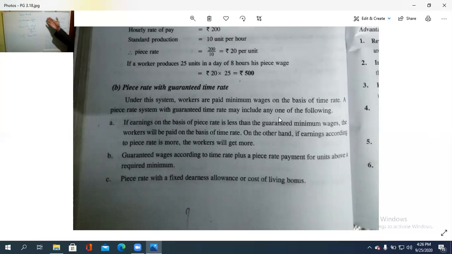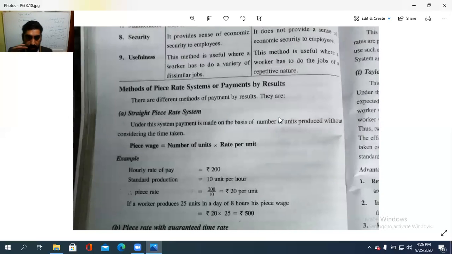So there are three methods with the time rate system: ordinary time rate, time rate with a high rate of efficiency, and differential time rate. The other one has the straight piece rate system, piece rate with a guaranteed time rate, and the differential piece rate system. Under that, there are three important ones: Taylor's differential piece rate system, Merrick's differential piece rate system, and the Gantt task and bonus plan. So we will see them one by one.